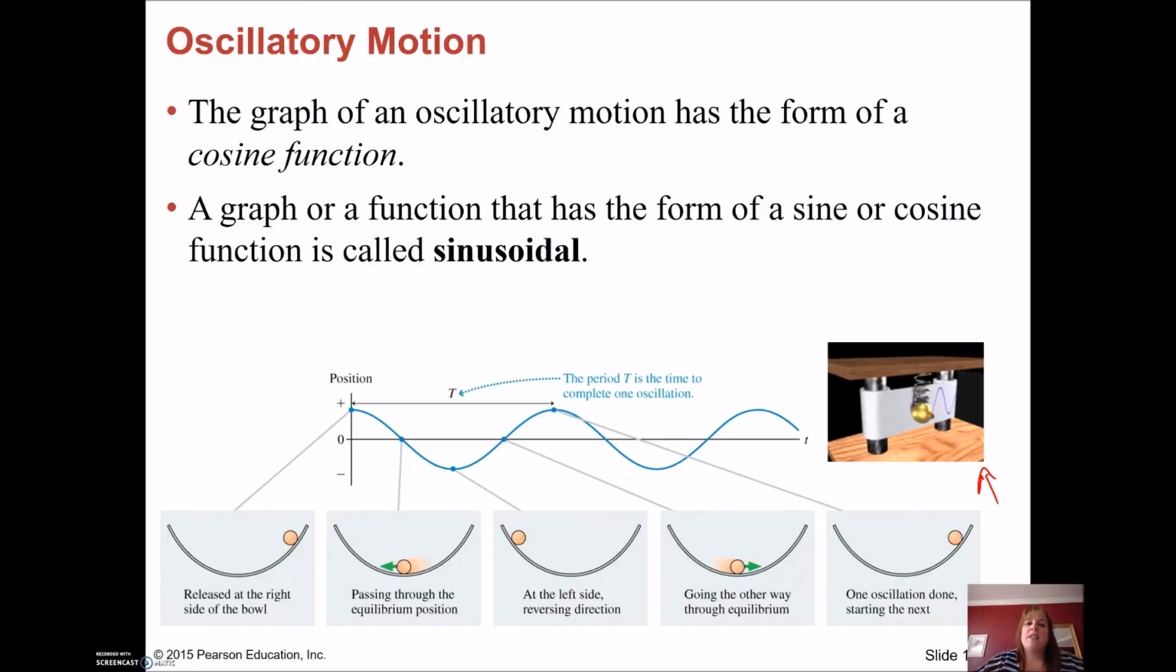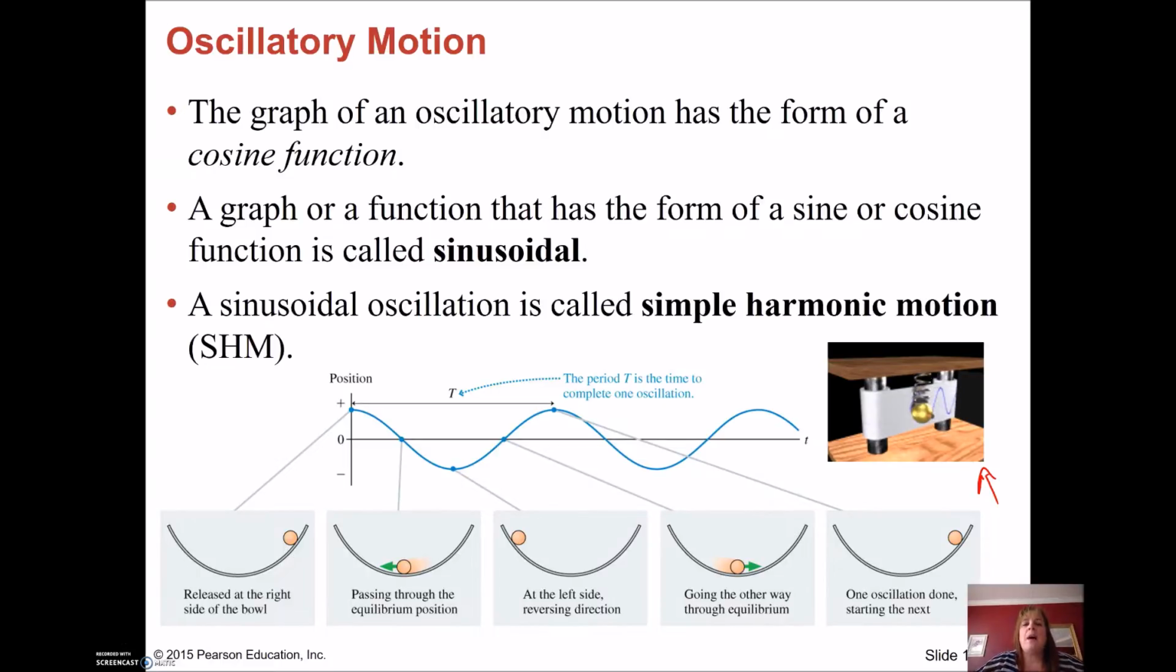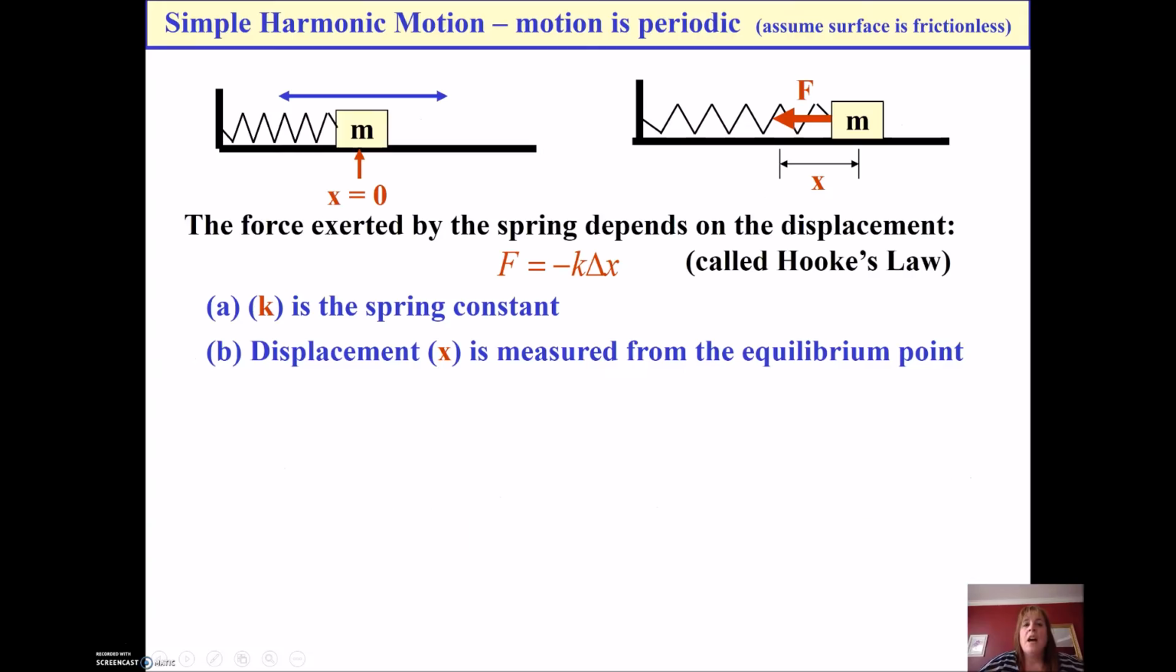Now, a graph like this, that is either the form of a sine or a cosine, is called sinusoidal. And anytime I have a graph of motion for an object that's sinusoidal, we call it simple harmonic motion. You'll see me abbreviate it as SHM. A good example of simple harmonic motion is the motion of a spring. Simple harmonic motion is a periodic motion, which means it's that repetitive oscillation that forms, in the case of a spring, a cosine graph.